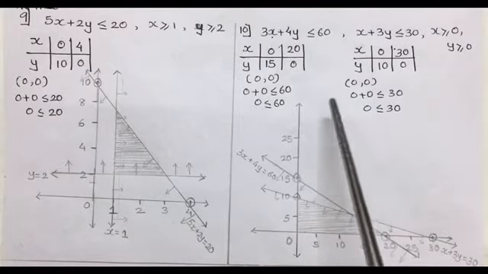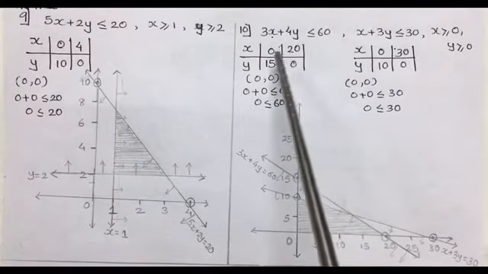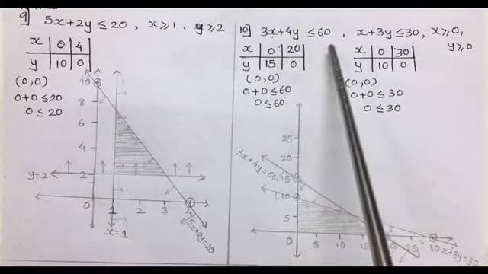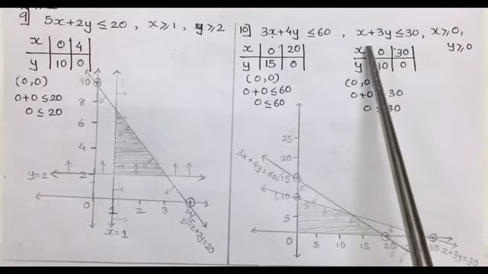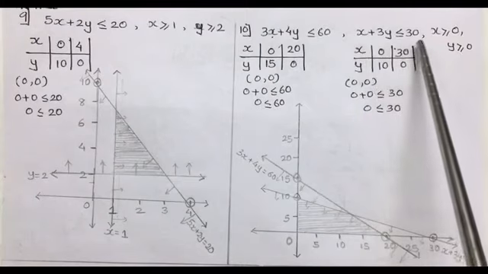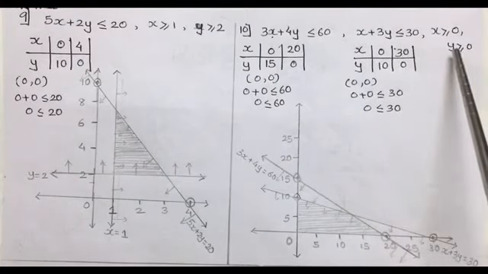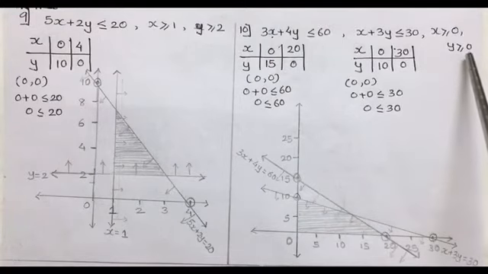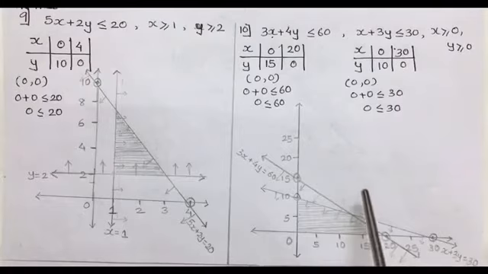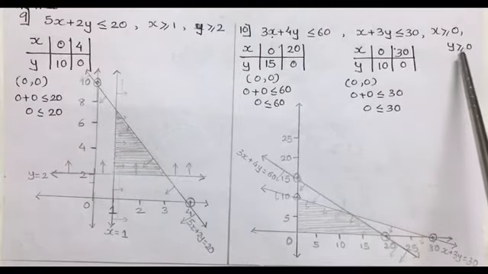10th one is 3x plus 4y less than or equal to 60 as one of the inequalities. Second one is x plus 3y less than or equal to 30. And x is greater than or equal to 0, y is greater than or equal to 0. These two inequalities mean that we have to take the shaded area only in the first quadrant, as both x and y are positive.